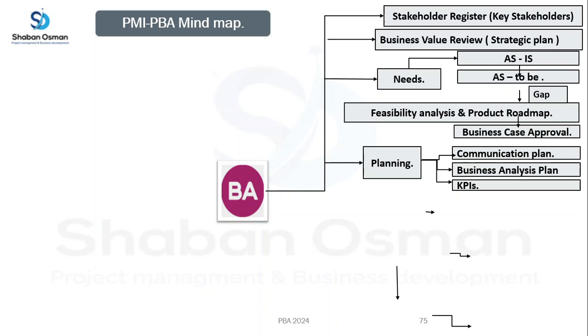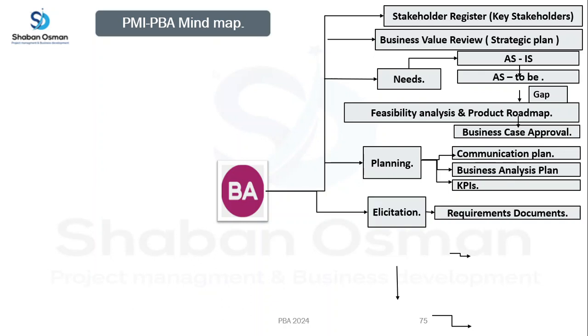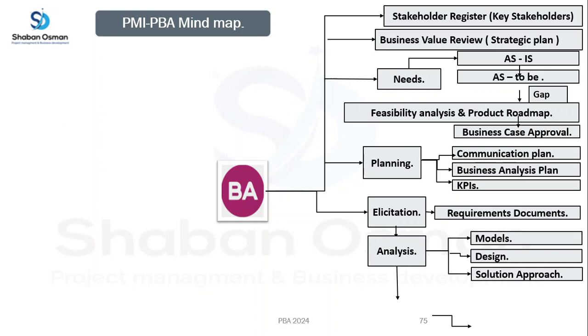After getting approval over the business case, as a business analyst, you can start business analysis planning. Business analysis planning includes development of the communication plan, development of the business analysis plan, identifying the key performance indicators which will be used to monitor and control the business analysis performance. After finishing the business analysis planning, you can go through business analysis elicitation. The output from elicitation will be the requirement documentation or requirement package.